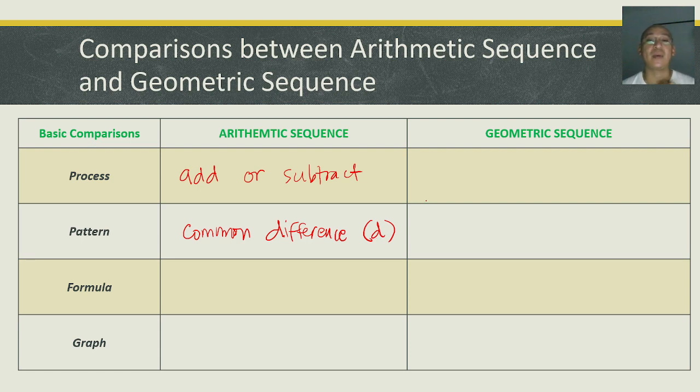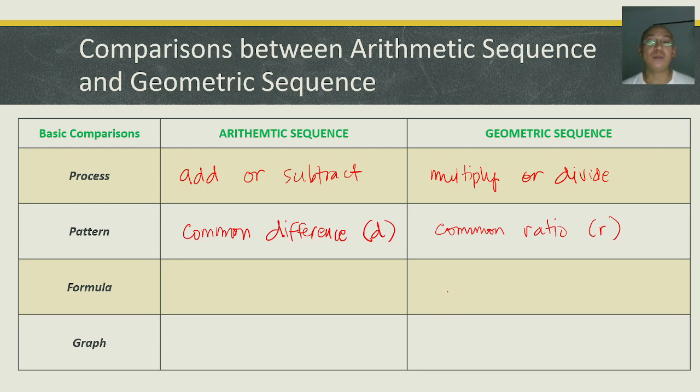But in geometric sequence, the process that we do for us to get the next term of the given geometric sequence is we multiply or we divide by a constant number. And what do you call that constant number? It is also called a constant multiplier. That constant multiplier is called the common ratio. And we have the symbol R for the common ratio. And that is the pattern of those sequences.